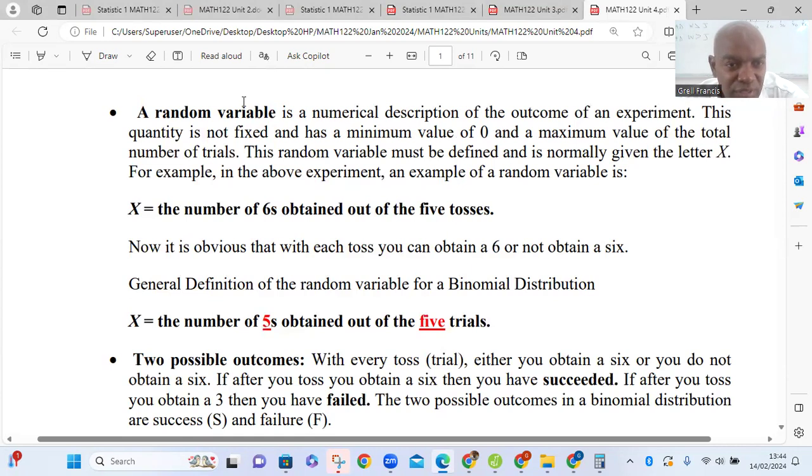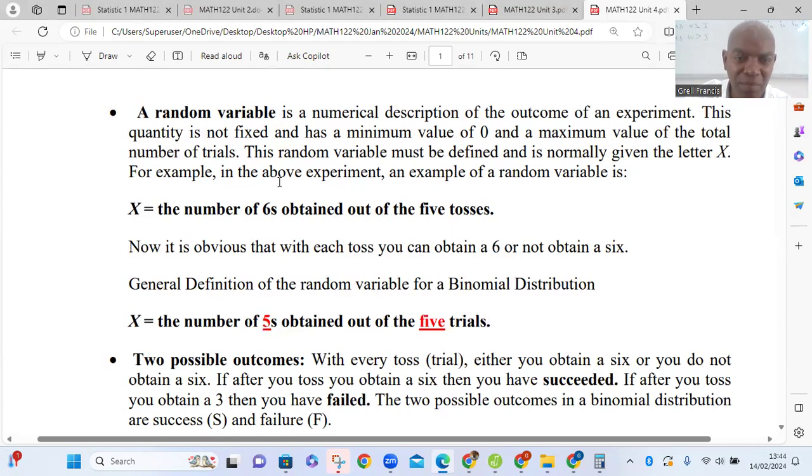This quantity is not fixed and has a minimum value of 0 and a maximum value of the total number of trials. This random variable must be defined and is normally given the letter X, capital X. So it's a variable whose value depends on chance.